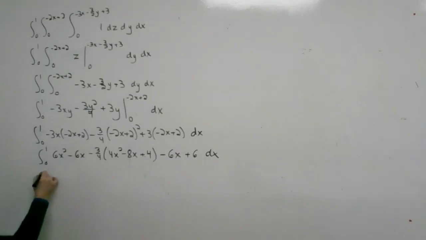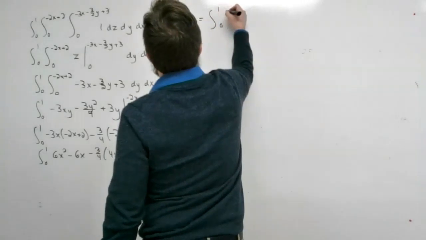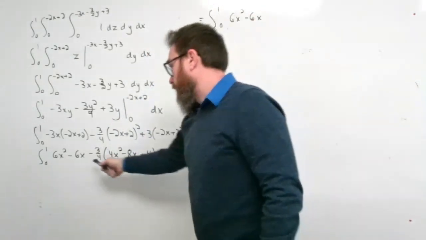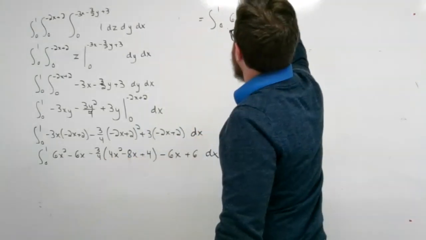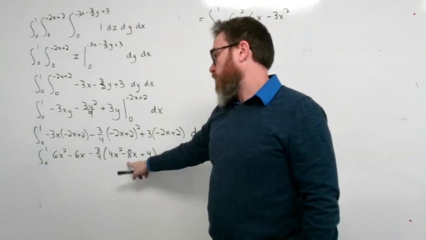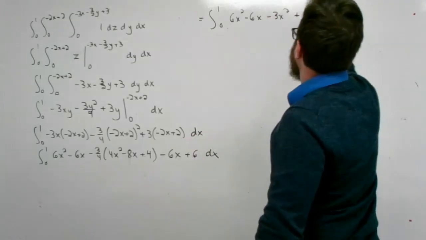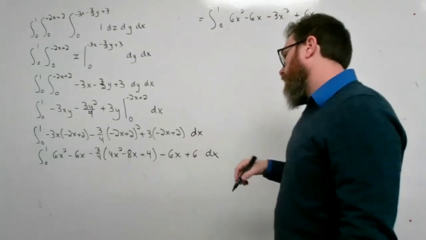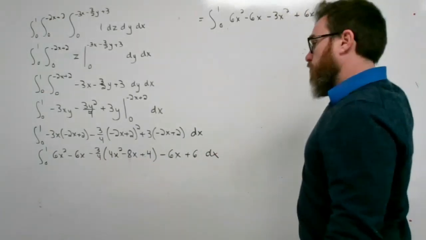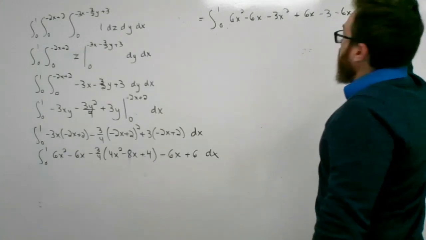Distributing this through, this is going to be equal to the integral from 0 to 1 of 6x squared minus 6x. So this is going to be a minus 3x squared. The 4's are going to cancel, the negatives are going to cancel, that would be positive, so this is going to be a 6x. And the 4's will cancel, but it'll be negative, so this is going to be a minus 3. And we still have that minus 6x plus 6 dx.